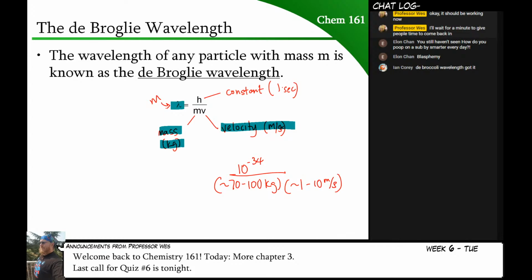But if you have electrons, electrons are really tiny, and so you're dividing by a really tiny number, which makes the overall value much larger. And if the object is going super, super fast and you multiply these two things together, that definitely has some impact on it.